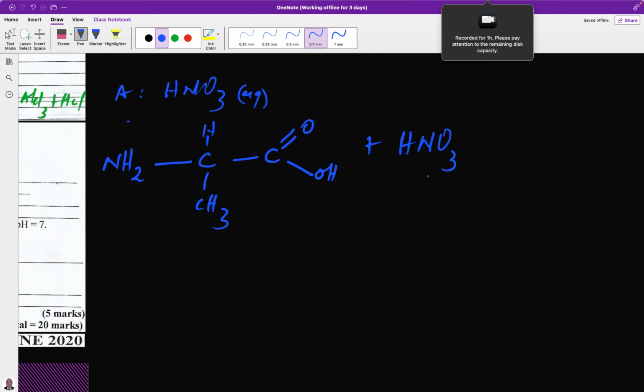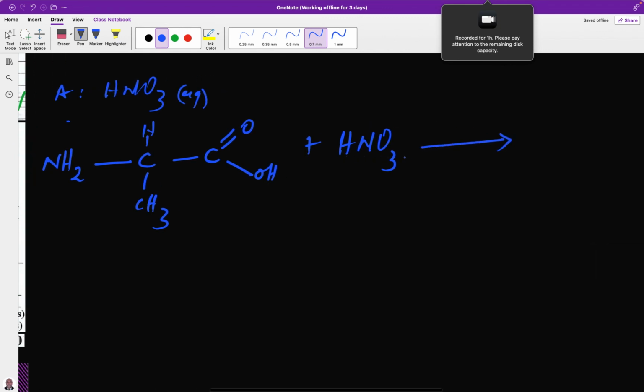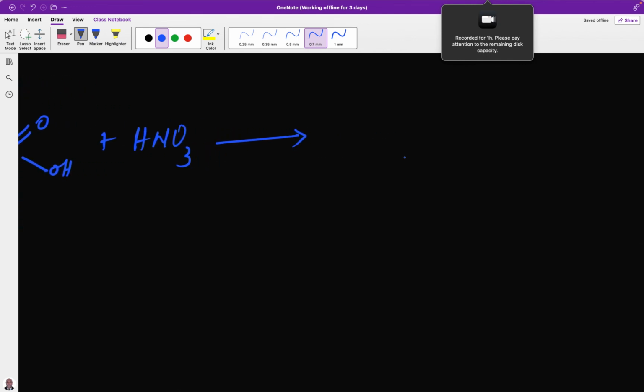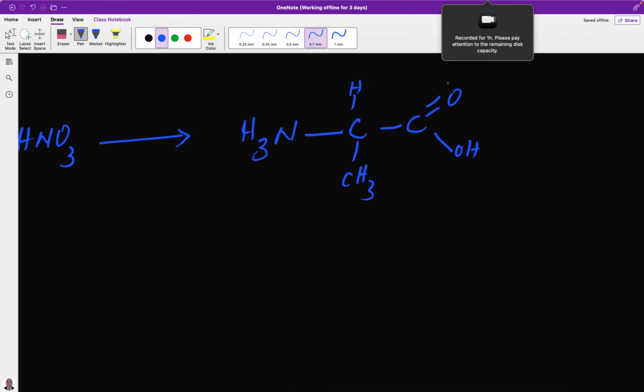Remember, the acid is a proton donor. It is going to release a hydrogen ion here. So our product for this reaction will be a salt. When you react with an acid, it will be H3N, CH, CH3, COOH. Now remember that it is a salt that is being formed, with NO3.